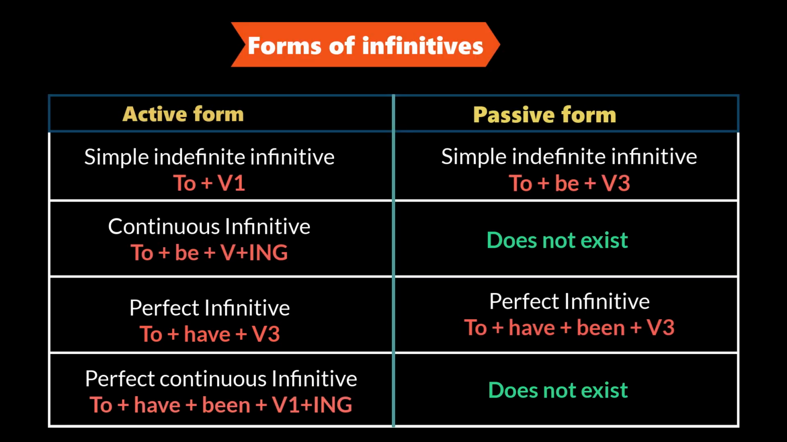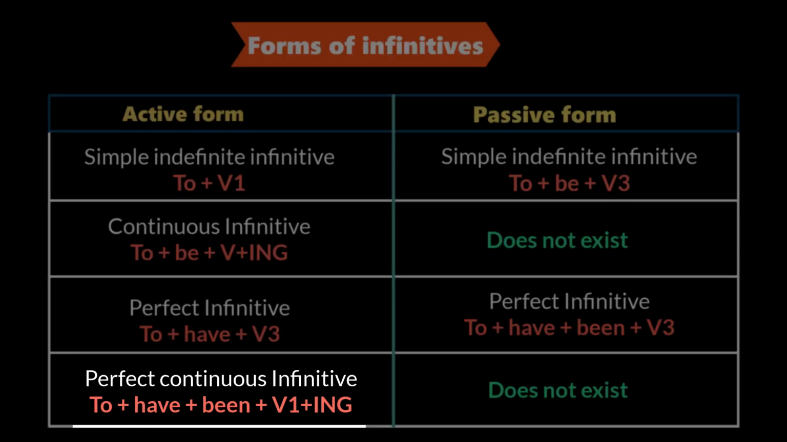Alright, the next form of infinitive under active form is perfect continuous infinitive. When do we use it? When we want to refer to an action that has been happening for a while, that started in the past and still is happening in the present, we use a perfect continuous infinitive. And how do we represent it? To plus have been plus first form of the verb followed by ing. To have been doing, to have been studying, to have been dancing.